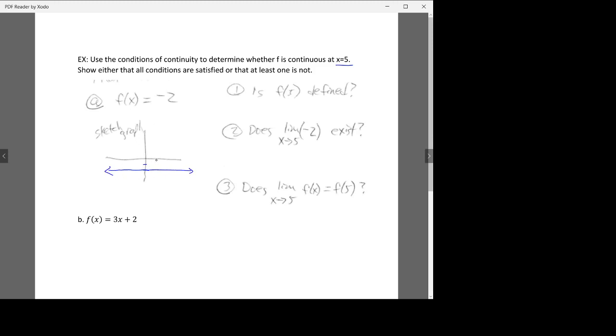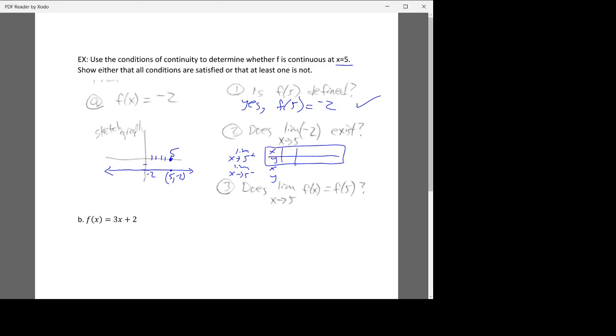So is f of 5 defined? So where's 5? 1, 2, 3, 4, 5. There's 5. And the function value at 5 is minus 2, on the line. It's defined. F of 5 is minus 2, so check for the first one. And does the limit exist? Well, you'd have to look at the limit as x goes to 5 from the right, and the limit as x goes to 5 from the left. We make our little tables.